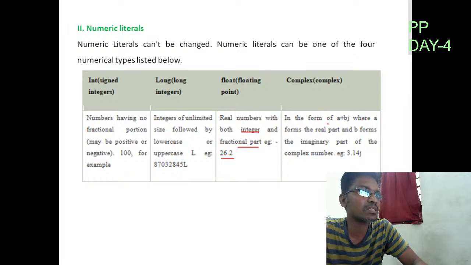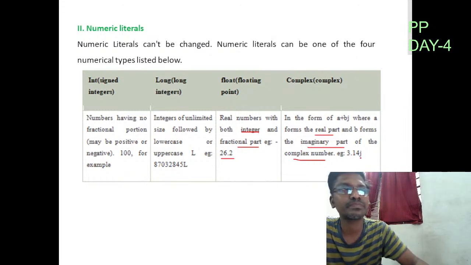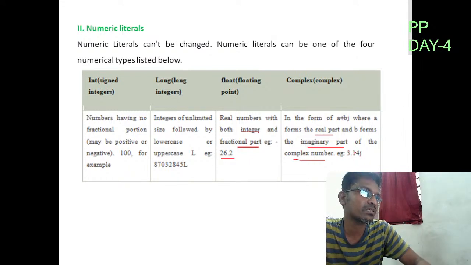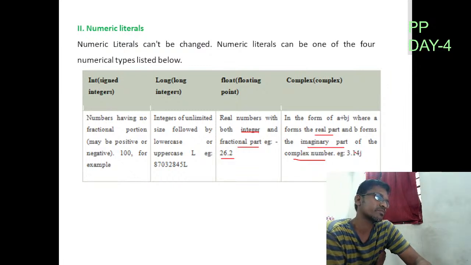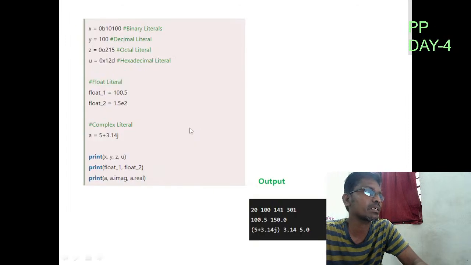And complex numbers contain a real part and an imaginary part. So if a number contains a real part and an imaginary part, that number is called a complex number. For example, 3.14j, or 3 plus 14j. That number is called a complex number, so it contains both a real part and an imaginary part.